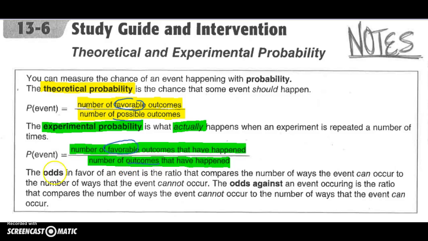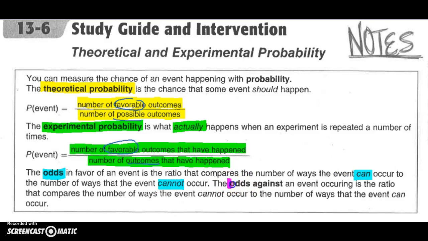Okay? Then there's another word called odds. The odds in favor of an event is the ratio that compares the number of ways the event can occur to the number of ways that the event cannot occur. So for the odds, you say the number that can compared to the number that cannot.